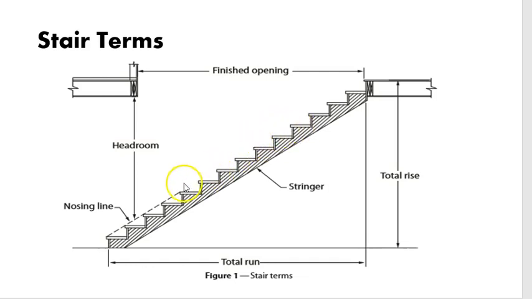So it gets laid out. This is typically, depending on the situation, 2 by 10, 2 by 12, or something larger like an LVL. So this is the stringer. Here's another term, the nosing line. Basically, it's an imaginary line that would connect across all the nosings.